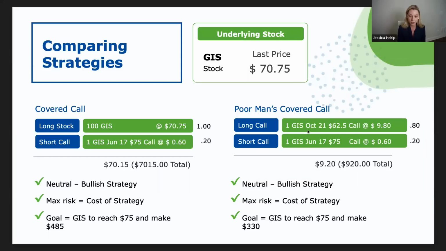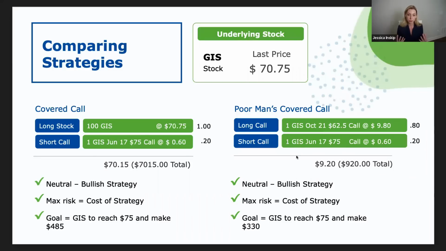The poor man's covered call is a little bit of a higher delta. I needed to change that to 0.75. I changed this a little earlier. I apologize. That should say 0.75. But we have a 62.5 call at 9.80. And we use the same short call with a delta of 0.2. So here are the differences right away that you see. This requires $7,000 worth of capital. This requires $920 worth of capital. So there's the difference there.